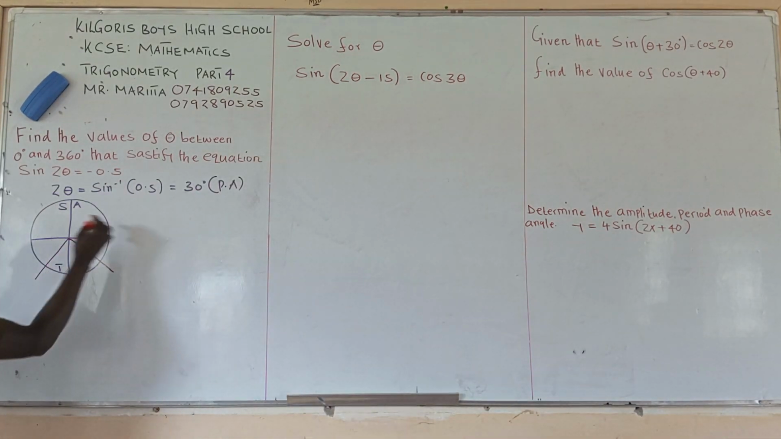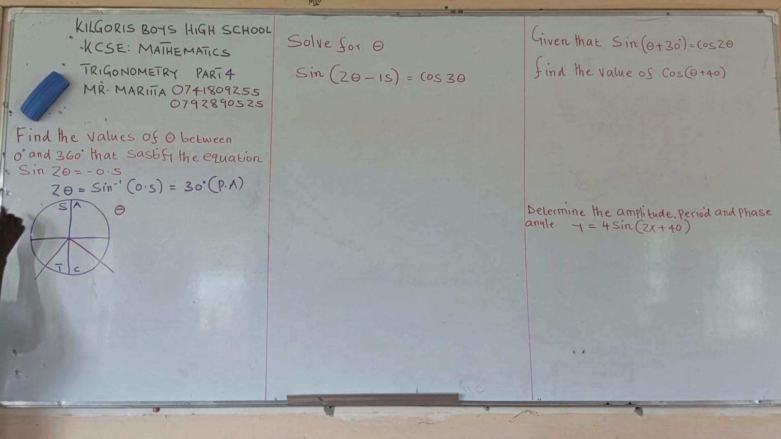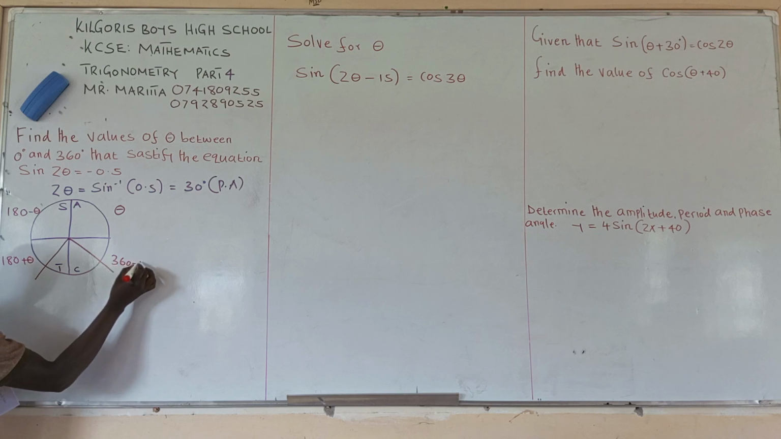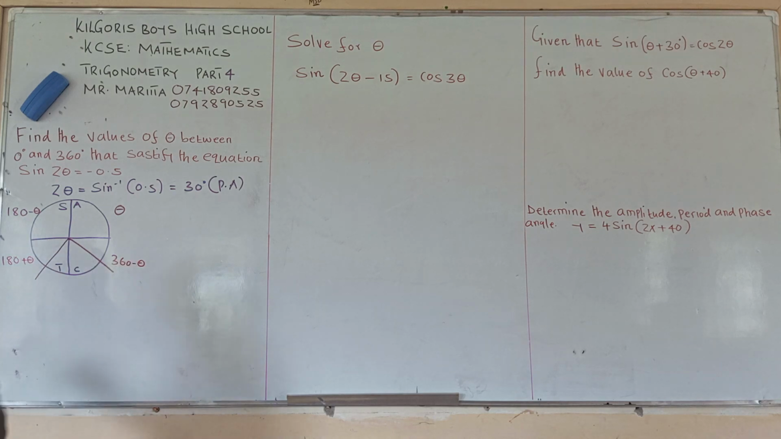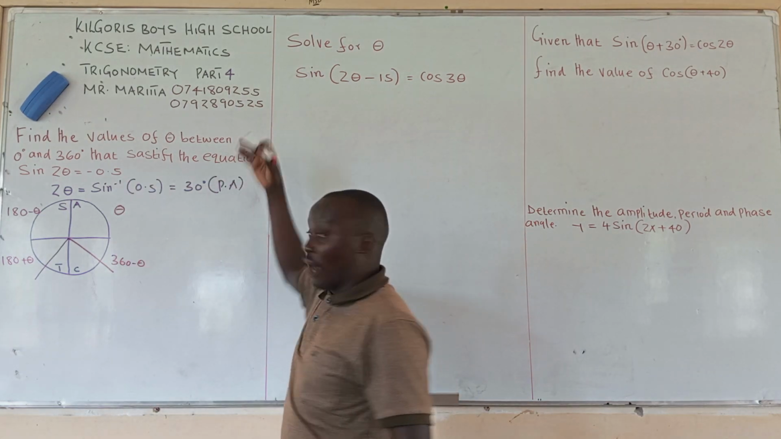In the first quadrant, we have only theta, so we can represent it by theta. In the second quadrant, we have 180 minus theta. In the third quadrant, we have 180 plus theta. And on the fourth quadrant, we have 360 minus theta. Understand this very well. In the first quadrant we have theta, that angle, which is the principal angle.